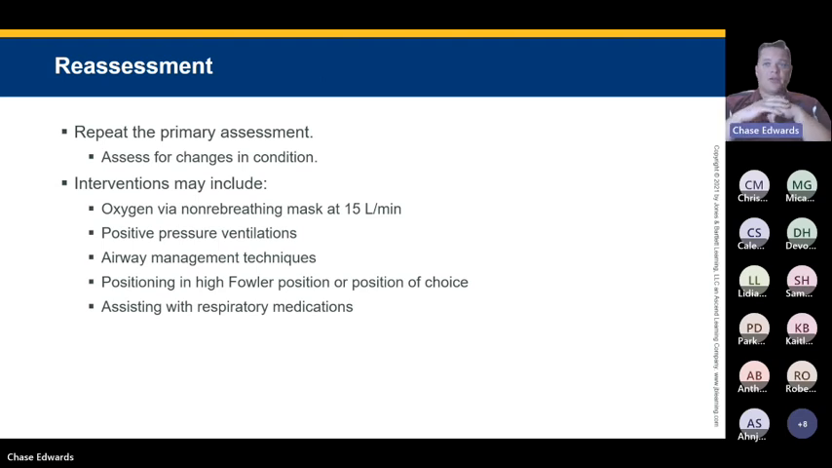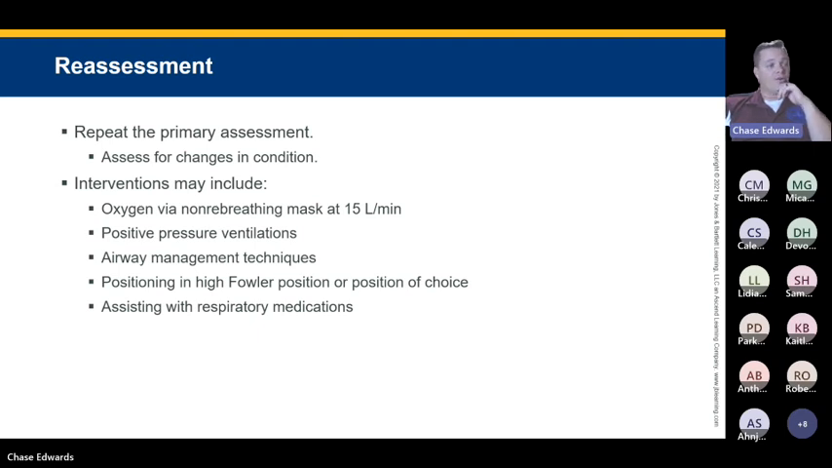All right, reassessment. So you'll repeat the primary assessment. You'll determine if there's been any changes in that patient's condition. And then you'll confirm the adequacy of interventions and patient status. Interventions for respiratory problems can include things like providing oxygen by a non-rebreather mask at 15 liters a minute. That's high flow oxygen, right? Whenever I give 10 to 12, I'm titrating it down.